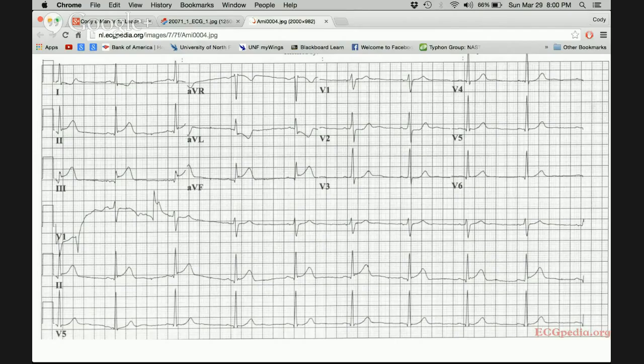In terms of ischemia, we see ST elevation in leads 2 and 3 and also AVF, and we see ST depression in leads 1 and AVL. And this leads us to believe that there is a possible infarct in the right coronary artery. So our overall interpretation would be sinus bradycardia with inferior lead ischemia with possible infarct in the right coronary artery.